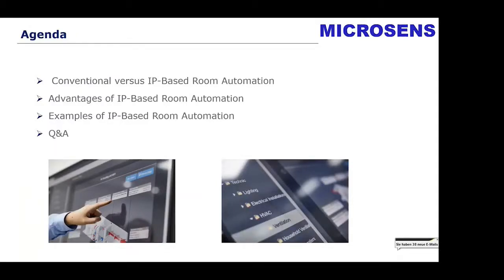As a small agenda, we will start with a small comparison between conventional automation versus IP-based automation. We will talk a little bit about the advantages which this new approach will provide us. And then we will continue with some examples of best practices on this concept. Finally, this webinar will close with questions and answers.